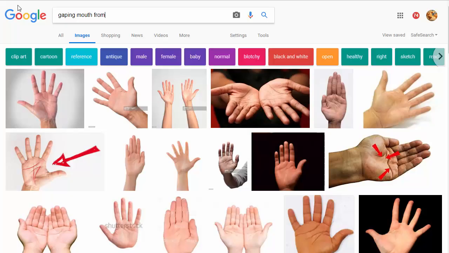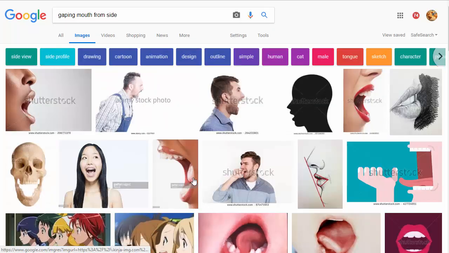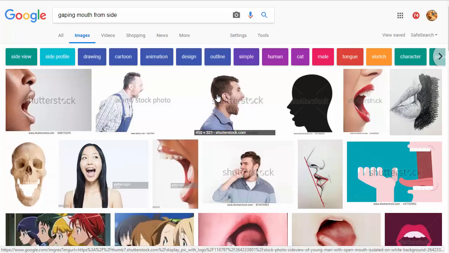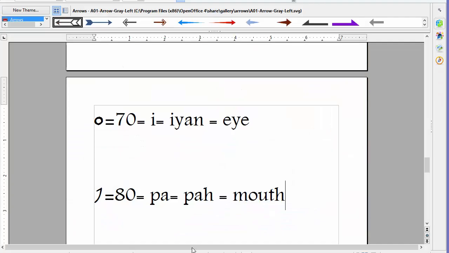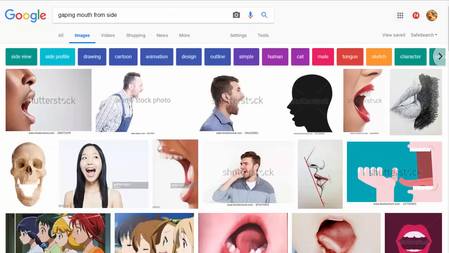From the side. See? That's the Pa. I had to show the mouth. So the Pa is mouth. Okay? That's the mouth from the side, as we see in this illustration here.